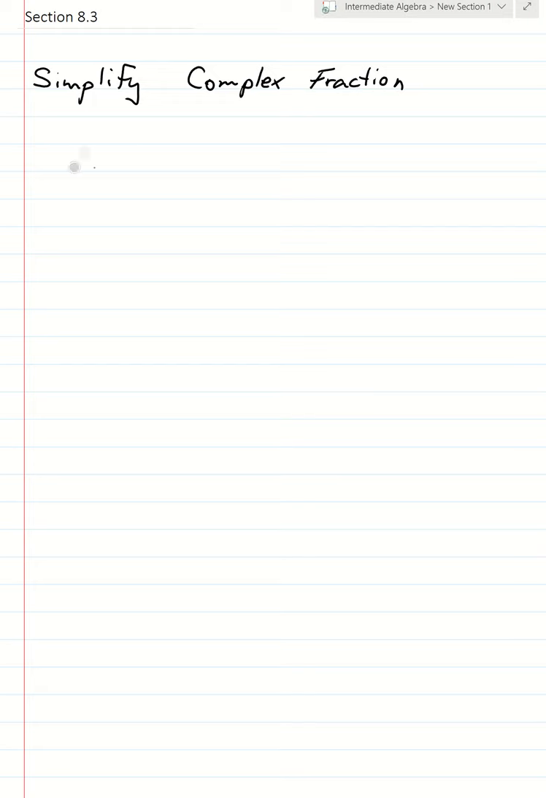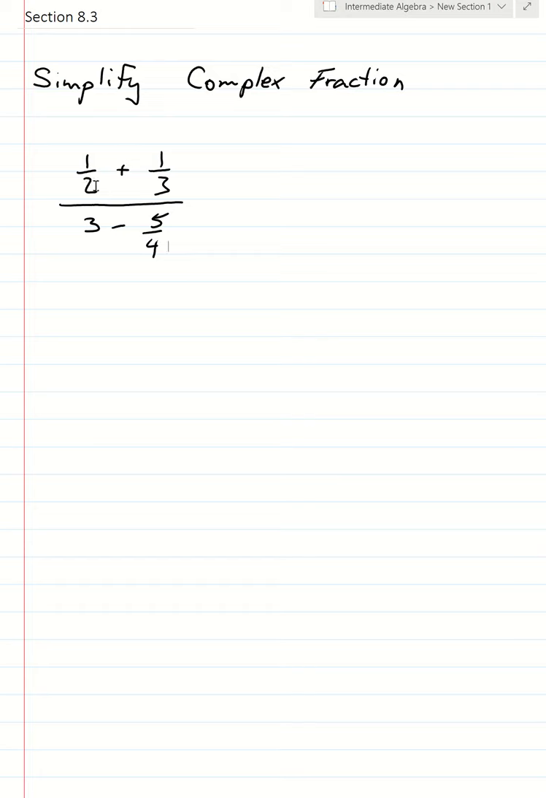So let's say we have 1/2 plus 1/3 over 3 minus 5/4. Now this is an example of what we classify as a complex fraction. Really what we have here is smaller fractions found within a much larger fraction. And what I'm going to show you is a way that we can simplify this complex fraction by getting rid of all of the much smaller fractions.